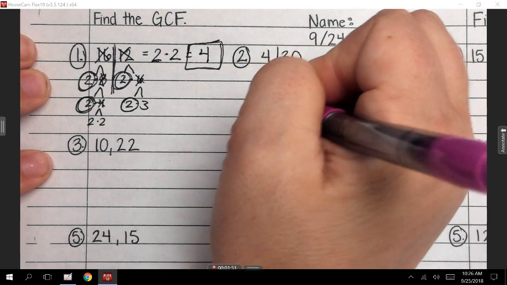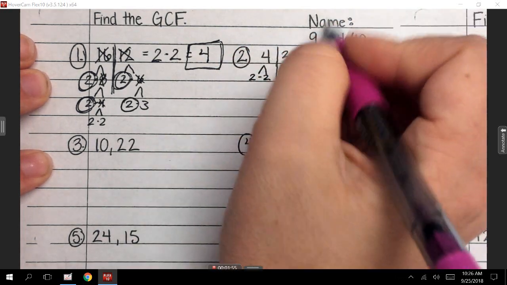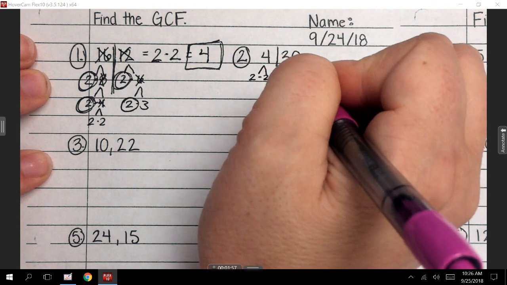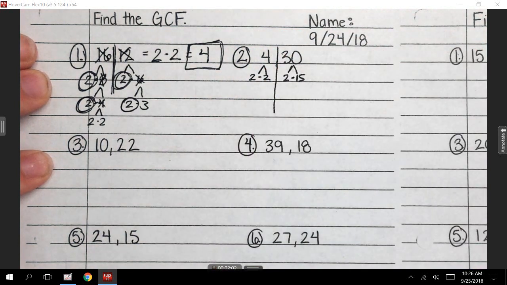All right, on number 2, we should have split 4 into 2 times 2. 30 is going to split into 2 times 15. All right, some people might have done 5 times 6. That might have been better.